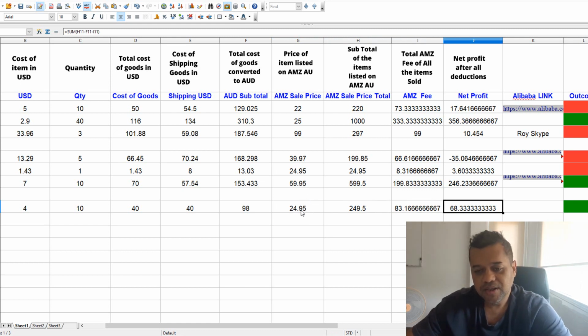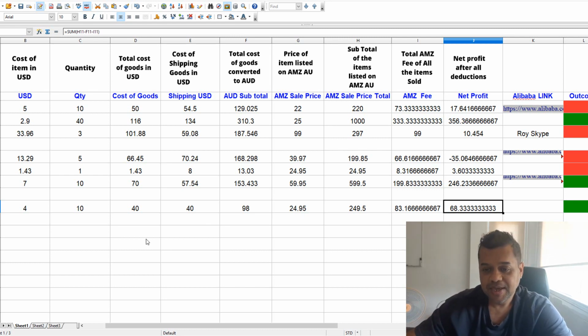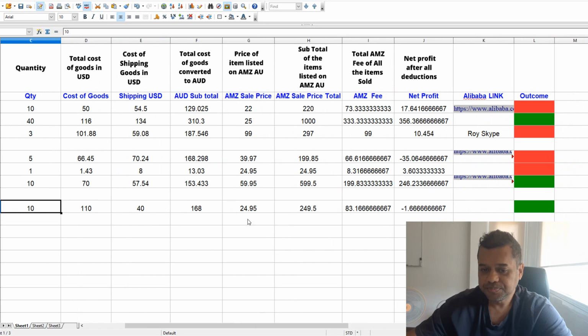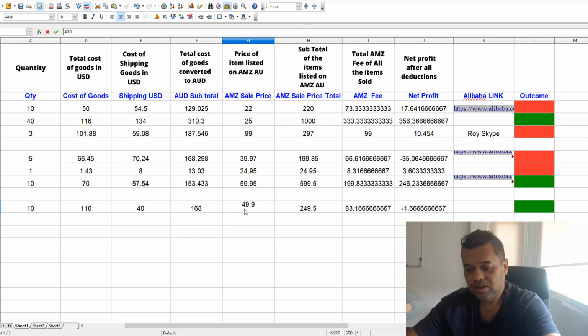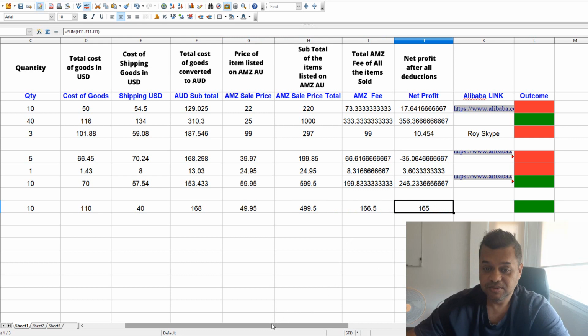So this one, in my opinion, I would either try to source it, or work on getting a better price point. Maybe go after something that's around the $50 range, and it might cost a little bit more. Let's say the belt was $11, and we sold it for like $49.95. That's like $165 profit. We spent $168 and we made back $165 on top.